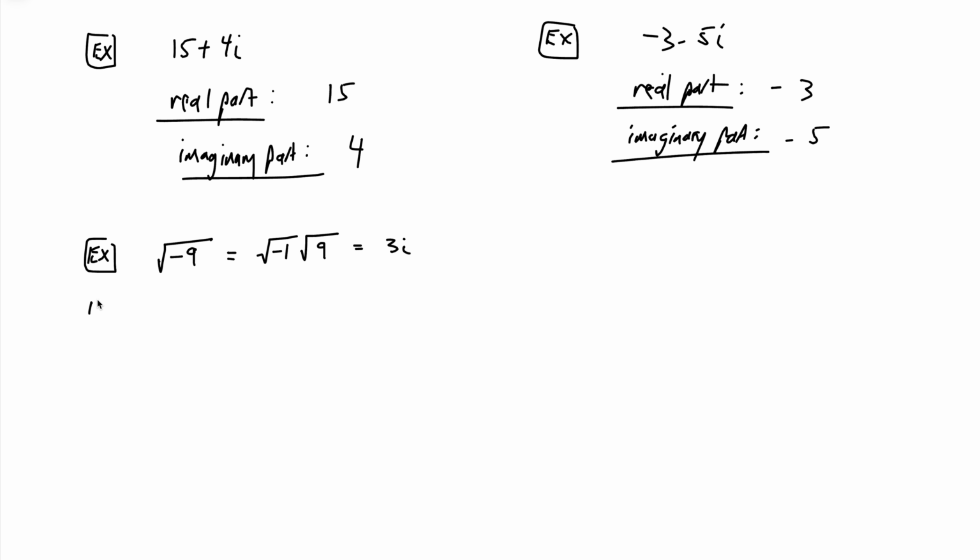Super simple, right? Another one would be square root of negative 16. Imagine the same thing. You take the negative 1 out, you're left with root 16, which is 4. You get 4i.